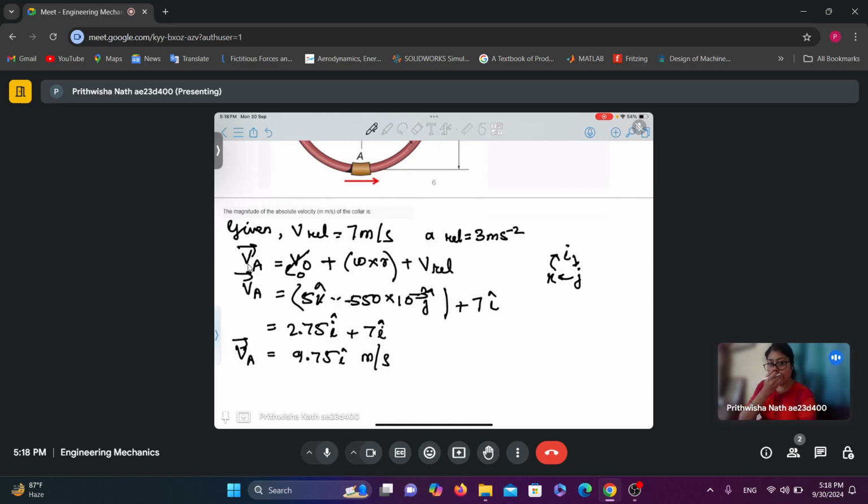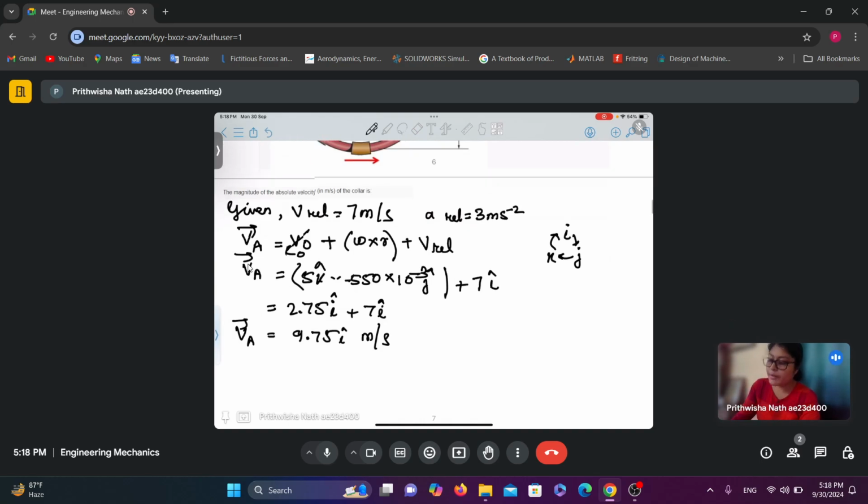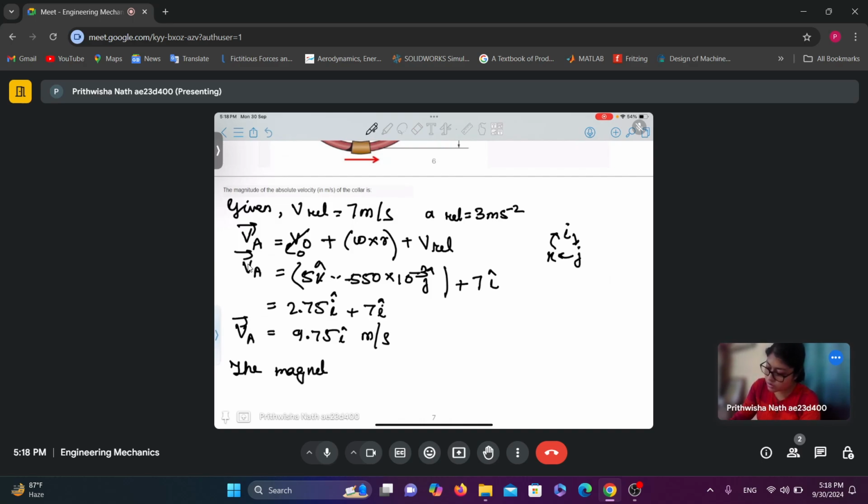So this is the absolute velocity of the collar. So the magnitude of the absolute velocity of the collar is 9.75 meter per second.